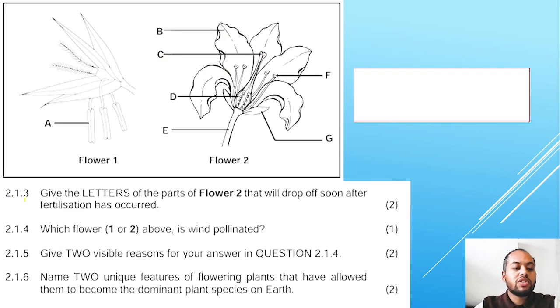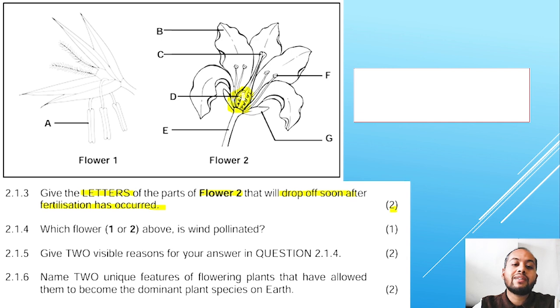Next question, 2.1.3 says you are going to give the letters of the parts of flower 2 that will drop off soon after fertilization has occurred for 2 marks. You know that fertilization is the process where the male gametes fuse with the female gametes to form a diploid zygote.